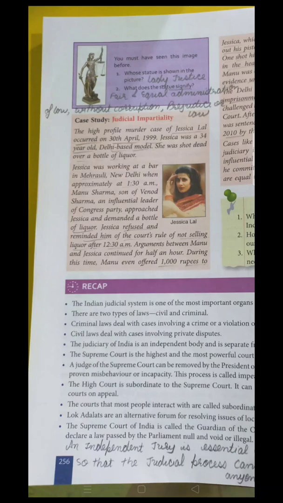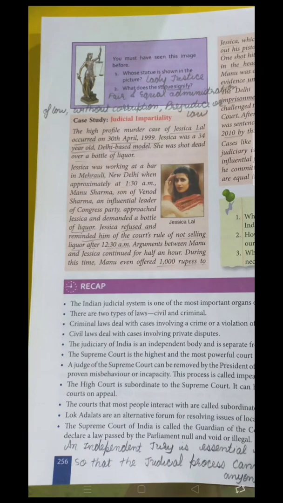So here is a case study of judicial impartiality. How did the judiciary give fair justice to a woman? The name of the woman is Jessica Lal. A fair judgment was given. We will discuss this case study now. Jessica Lal met with a murder, and the murder occurred on 30th April 1999. At that time, Jessica was 34 years old, and she is considered a Delhi based model, and she was shot just for the sake of a bottle of liquor.